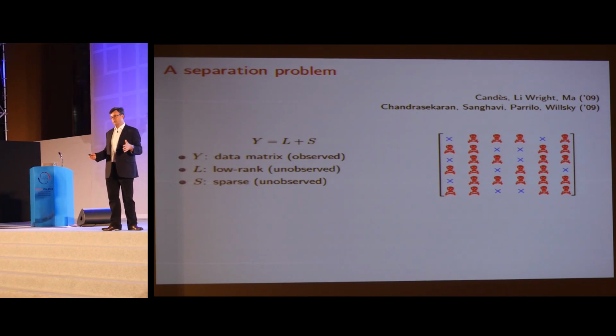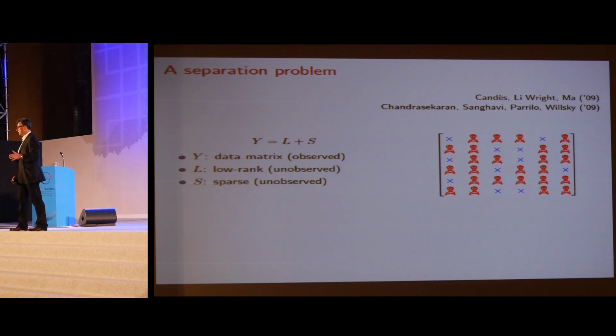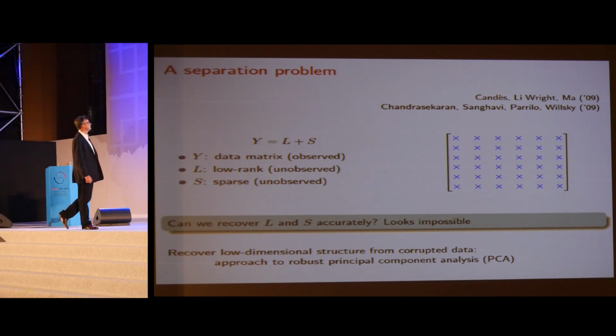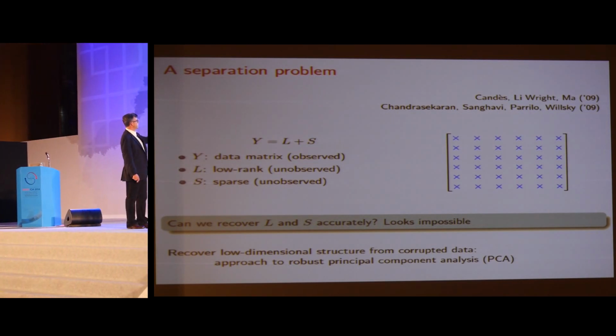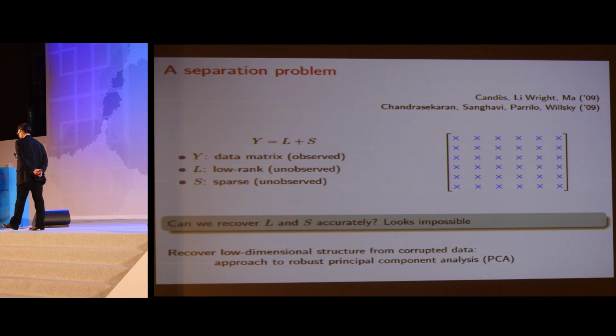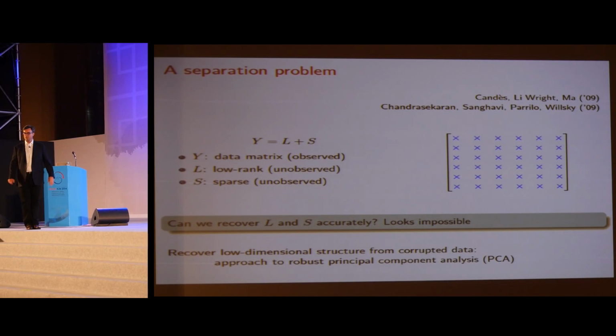So I want to perform dimensionality reduction. I want to find a low-dimensional structure. But whenever I'm looking at an entry of the matrix, I don't know whether it's been corrupted or not. All I see is this. And yet, I want to find a low-rank structure. So I want to separate L and S. So the question is, can we recover L and S accurately? And if we could, that'd be great, because what this says is that we could do principal component analysis in the face of severe corruptions. But it looks impossible because it's underdetermined again.